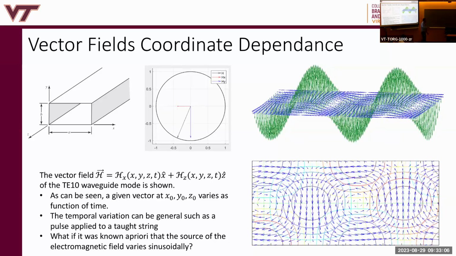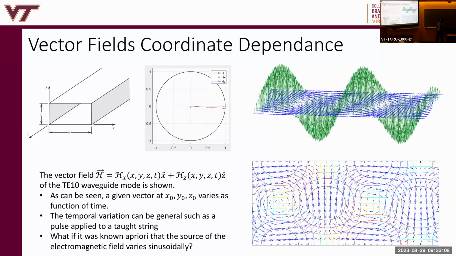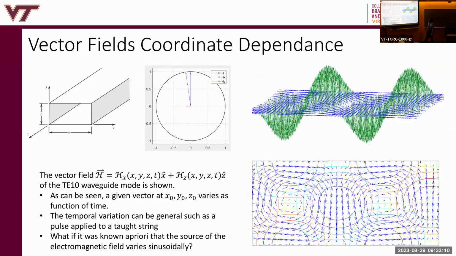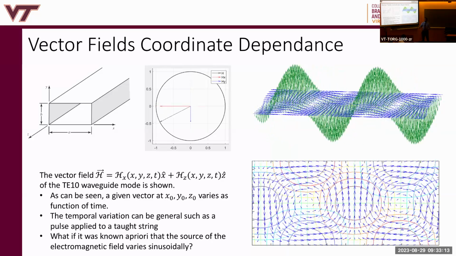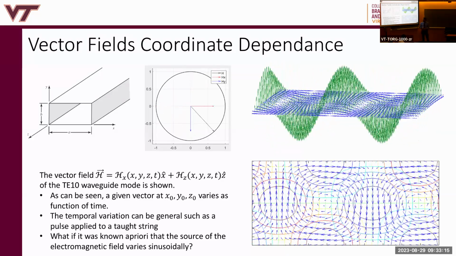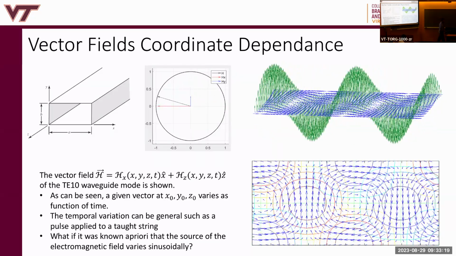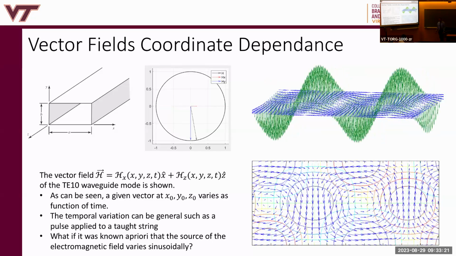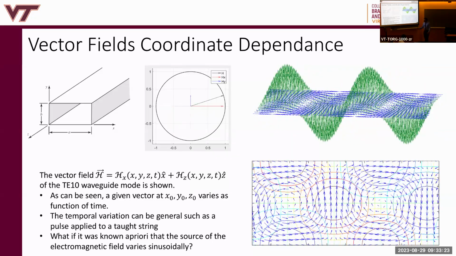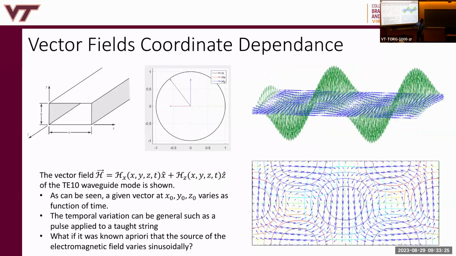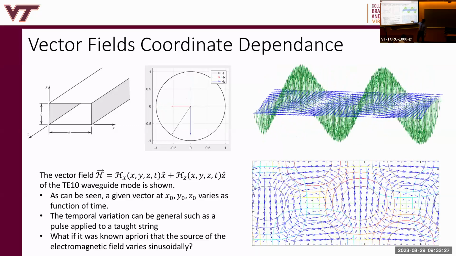It could be a square wave, could be sawtooth, could be anything. But here we focus on sinusoidal oscillations, because what we know from Fourier theory is that you can represent any temporal wave function or any temporal signal in terms of a superposition of sinusoids. So that's why sinusoids are of particular interest. Okay, and then we looked at, well, what does this magnetic field look like?